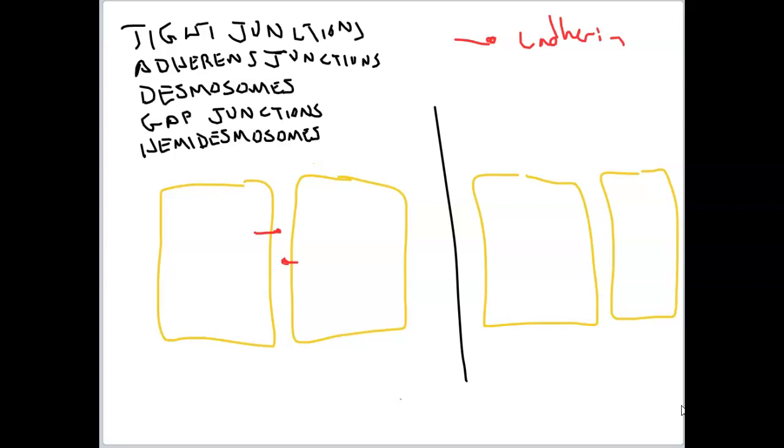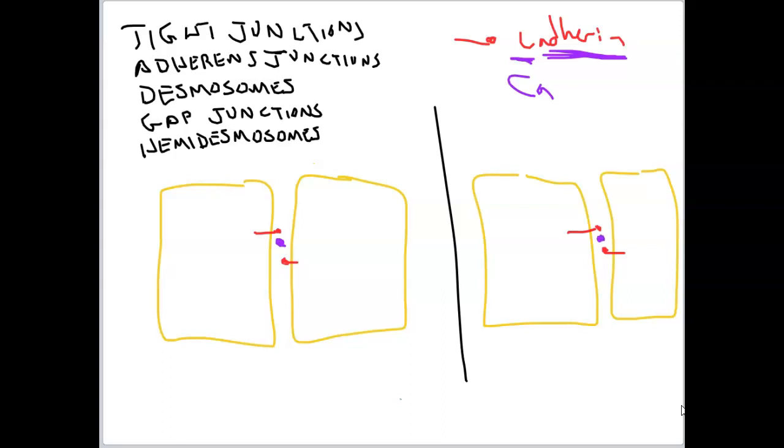Cadherin. C-A-D-H-E-R-I-N. So they have that in common, desmosomes and adherence junctions. And cadherin is called cadherin because that's meant to remind us that these proteins are adhesive. They adhere to one another through calcium. That's the cad part, the Ca. So cadherins adhere through calcium. So there's a calcium ion that links these cadherin proteins together.